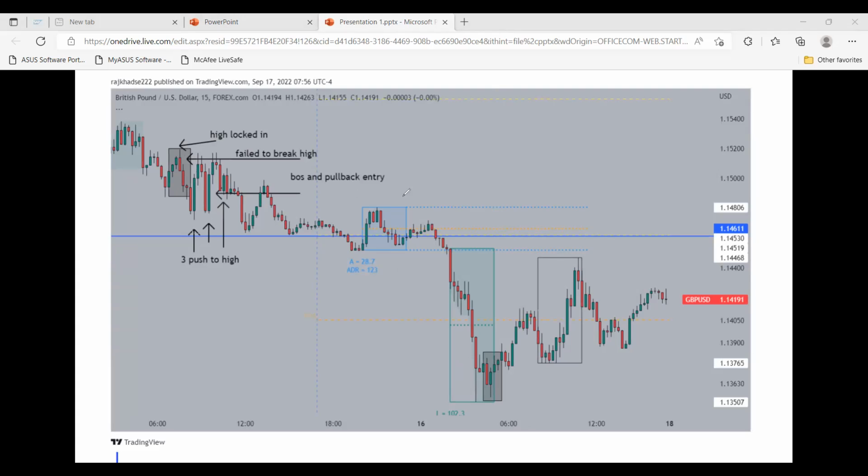Just 1 minute. This is a high that has been locked in. Should I change the color of the pen, or are you guys getting that blue?